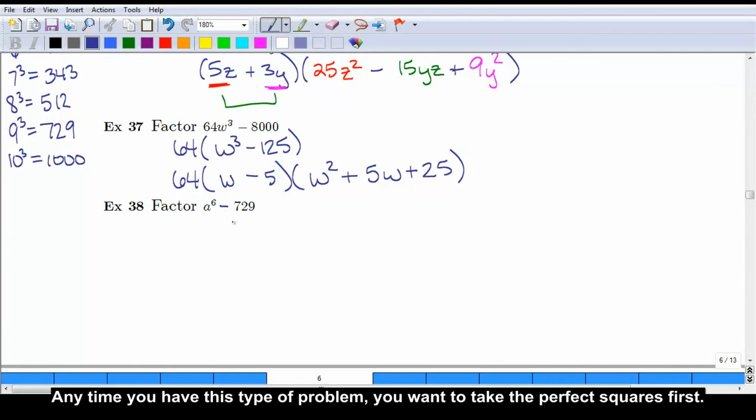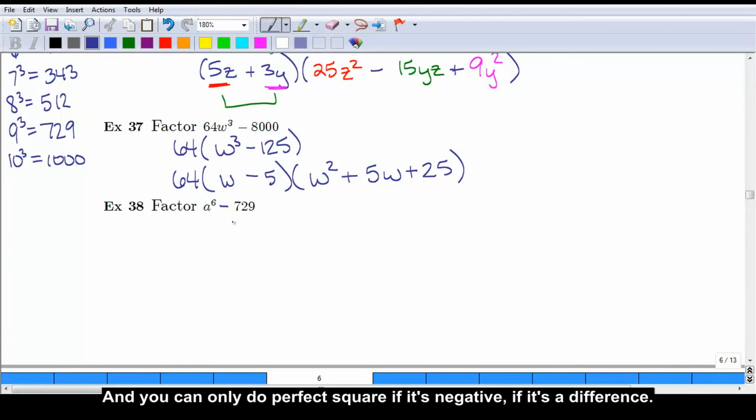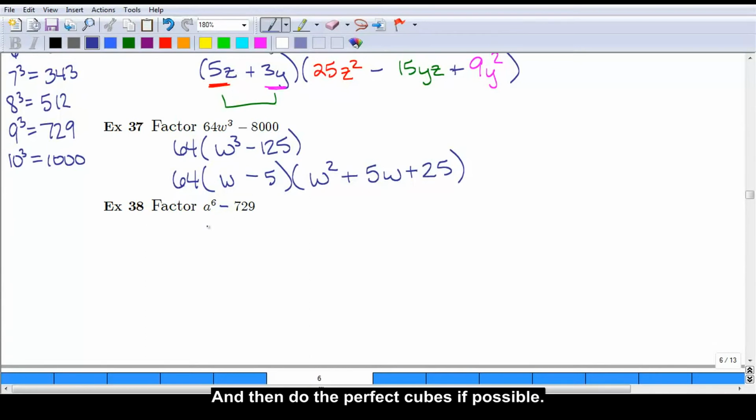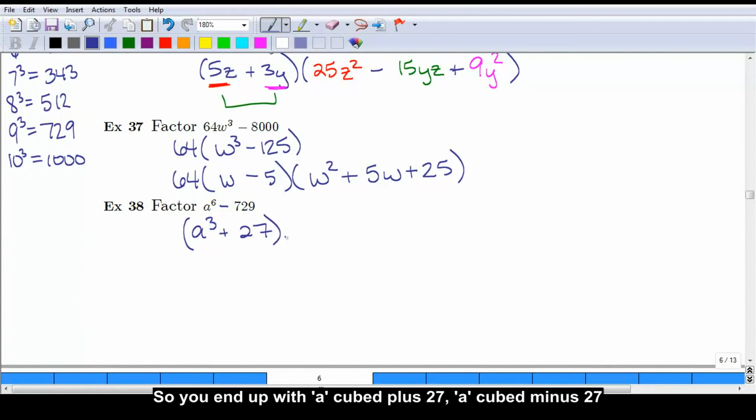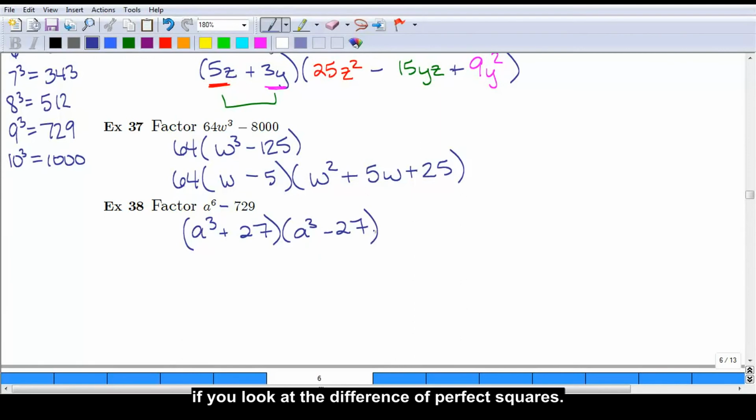Anytime you have this type of problem, you want to take the perfect squares first, and you can only do a perfect square if it's negative, if it's a difference, and then do the perfect cubes if possible. So in this case, you say, okay, difference of perfect squares. The square root of a to the 6th is a cubed. The square root of 729 is 27. So you end up with a cubed plus 27, a cubed minus 27.